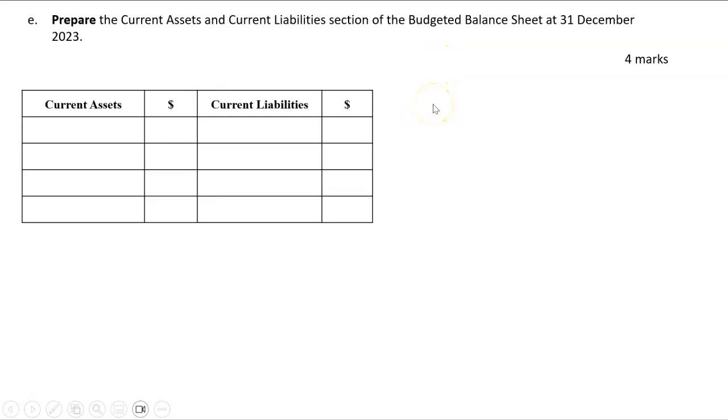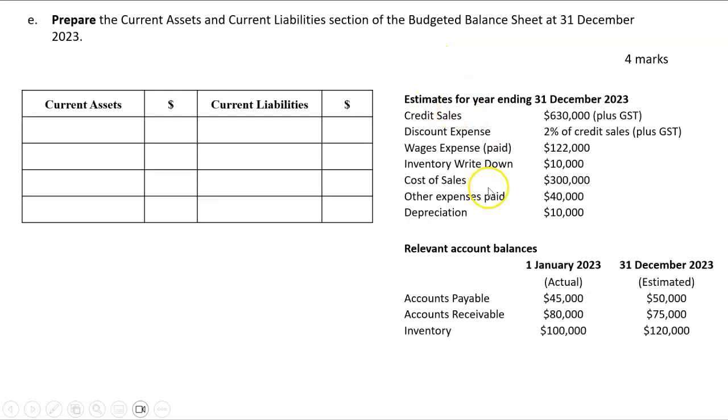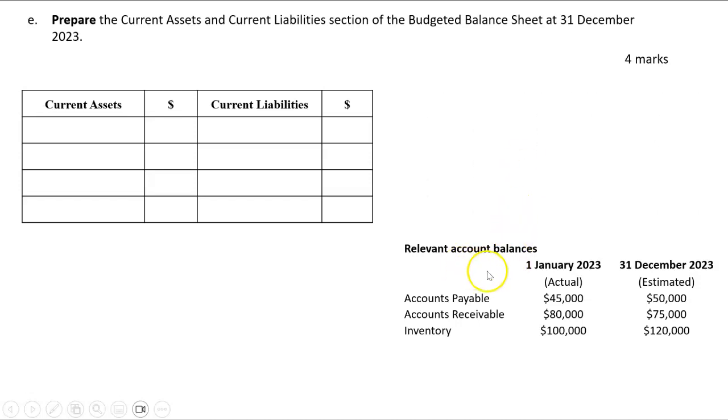So the question was: prepare the current assets and current liability section of the budgeted balance sheet at the 31st of December. So here's all our info that we've got. The first thing to realize is that these are estimates for things that will happen during the year. So they would go on our income statement and our cash flow statement. So we can get rid of those for this part of the question.